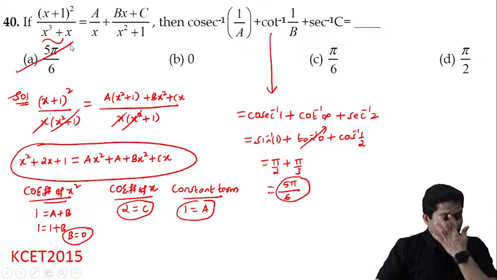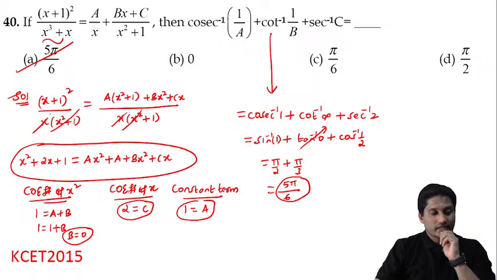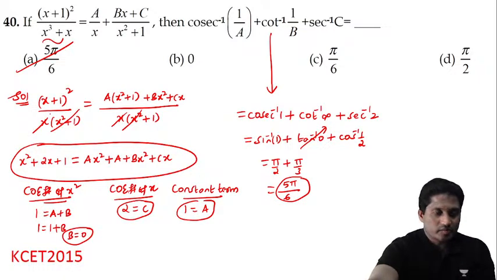Right. So you know how to find the values of a and b. You will get the answer. Answer is option A. Let's move to the next question.